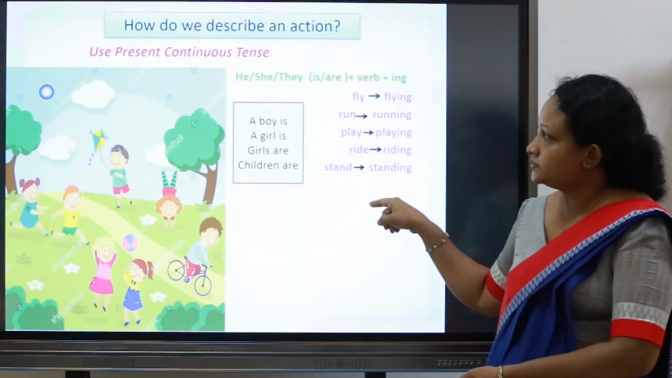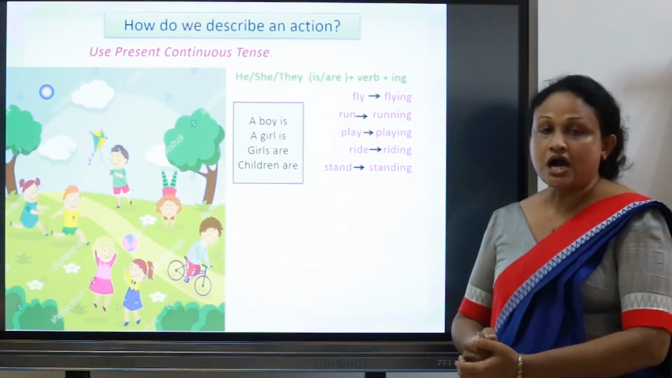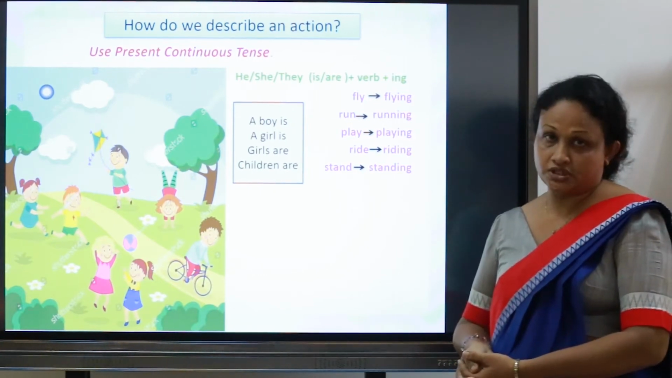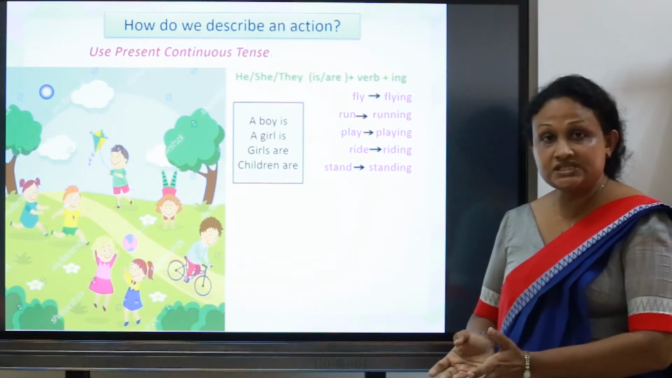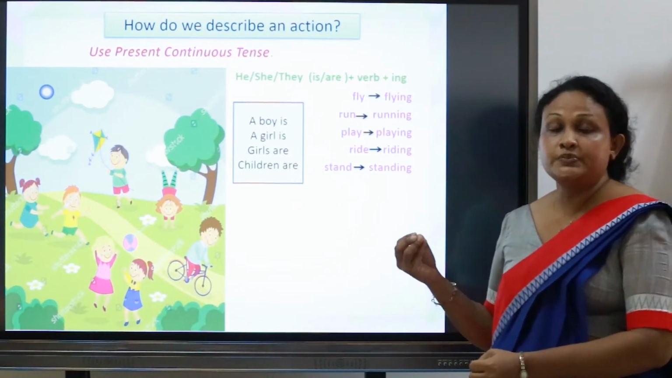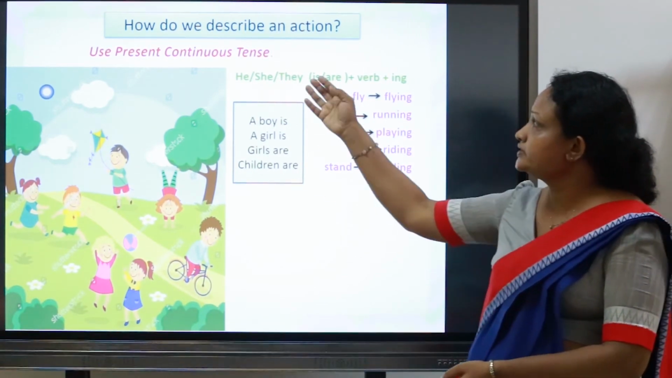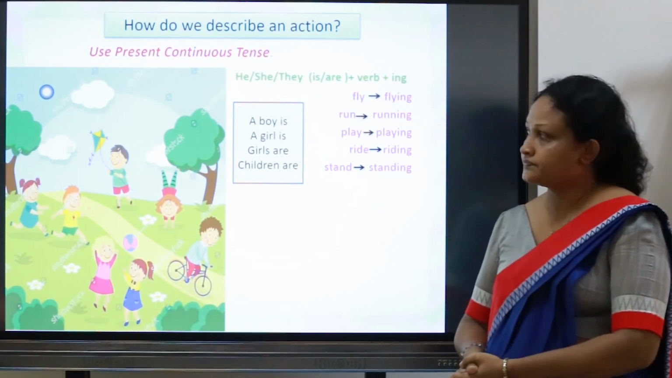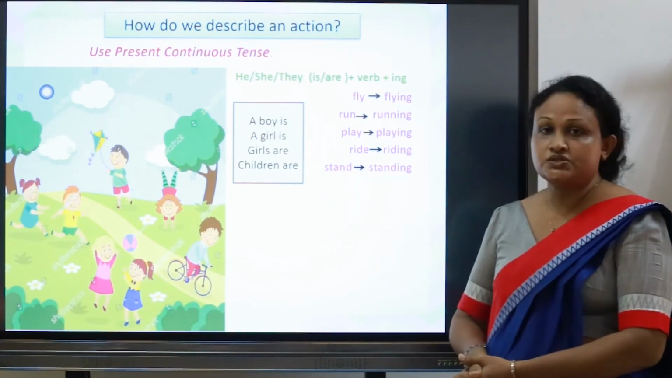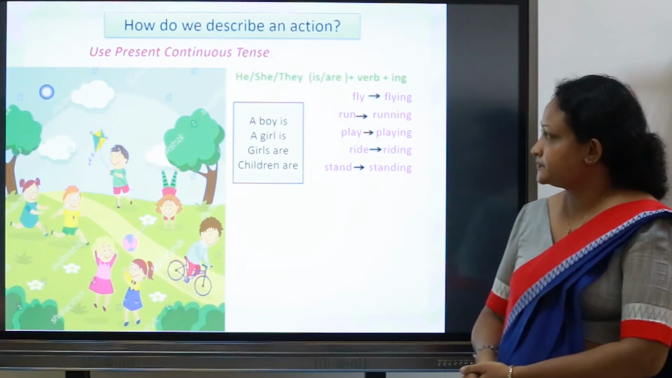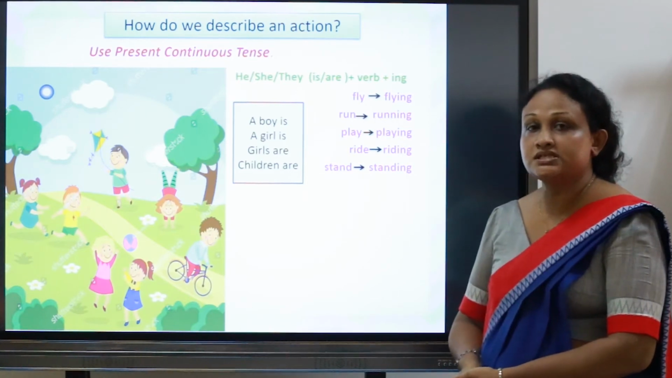Okay. Now, so far we have talked about how to describe the things in the picture. Now we are going to describe the actions or what are the activities done by the people in the picture. So how do we describe an action? We have to use present continuous tense to describe the actions. Then let's see how to write the present continuous tense.